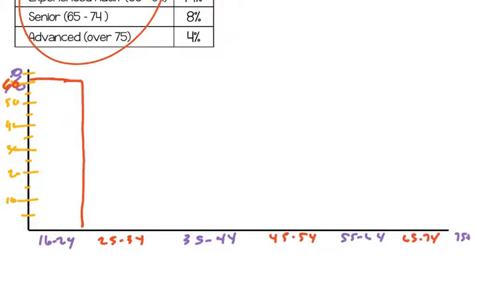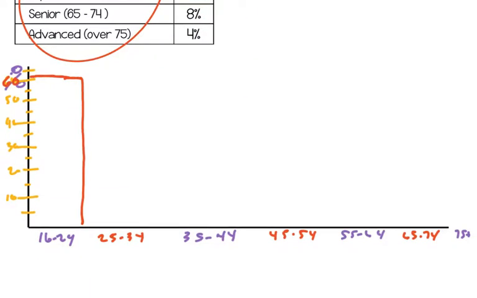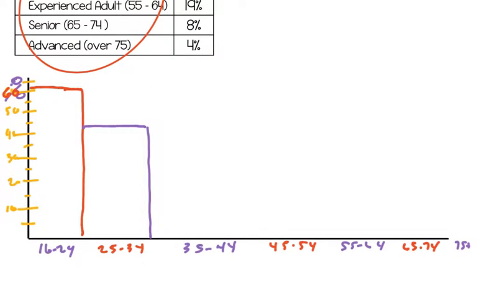And then I'm going to look at the next one, and the next one is 43%, so I'm going to go just above the 40. I'm going to follow it across. Maybe a straight edge would be a really good thing to do. And we're going to make another bar for that one. And so we keep doing that, and we just need to make sure the bars are connected.